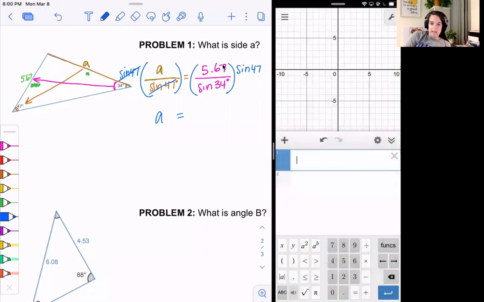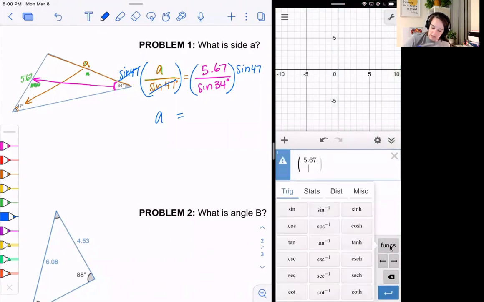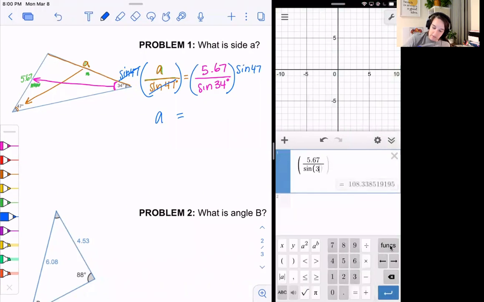So then I need to do this part in my calculator. So I'm going to use parentheses, 5.67 divided by sine. Remember, I click functions, sine 34. And then on the outside, I'm going to click over here on the outside of this parenthesis. I'm going to have sine again. I'm multiplying times sine 47. You can also put like a little multiply sign in there if you want.